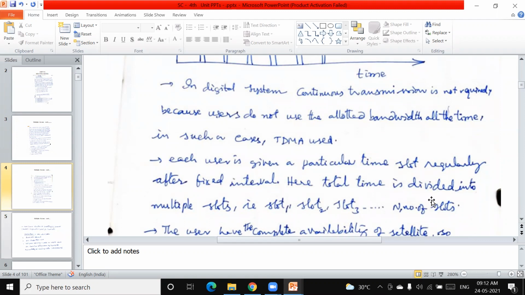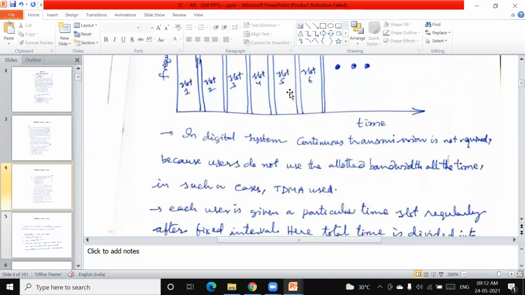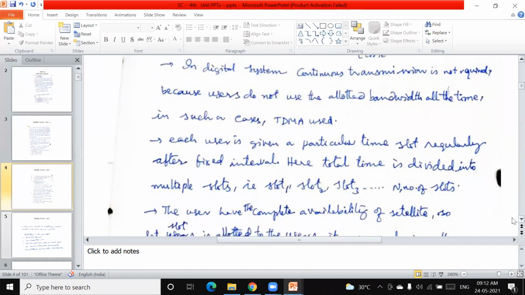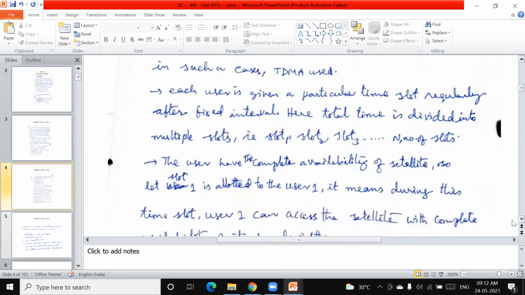Hence, here the total time is divided into multiple slots. As this figure says, the total time is divided into multiple time slots. Let us say time slot 1, 2, 3, 4, and so on to the n number of time slots.